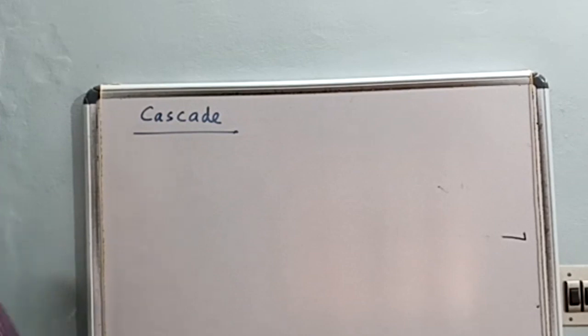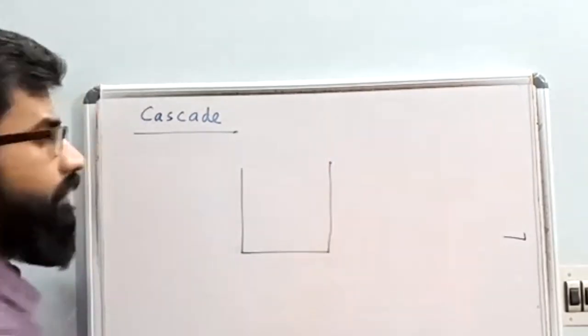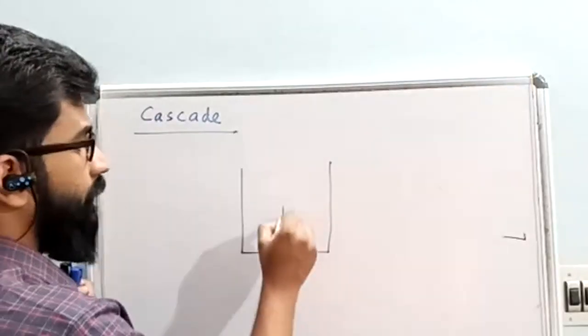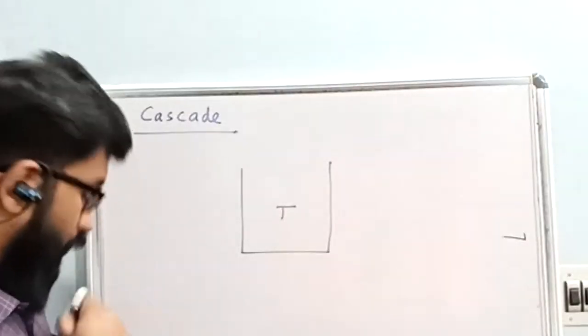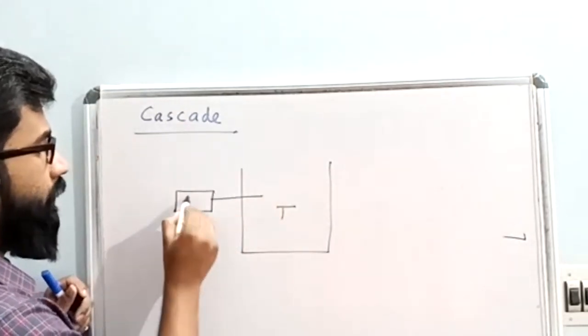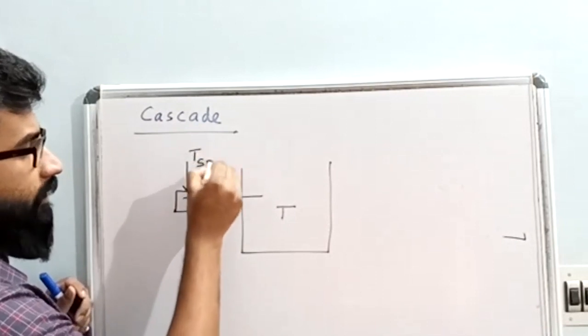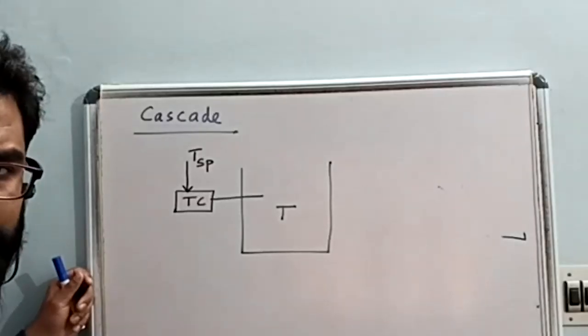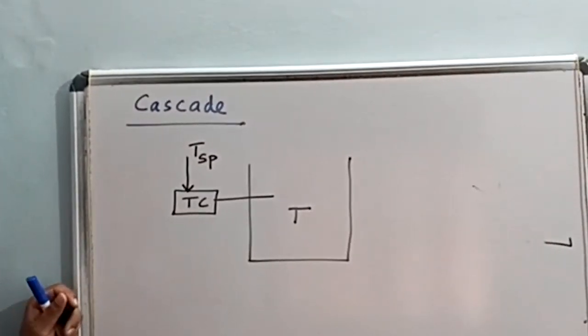So for example, if I draw a general diagram, we have a tank, for example, for controlling the temperature. For controlling this temperature, I'm measuring this temperature and it is given to the temperature controller. To this temperature controller, we are giving a set point. The set point will be assigned by the user.